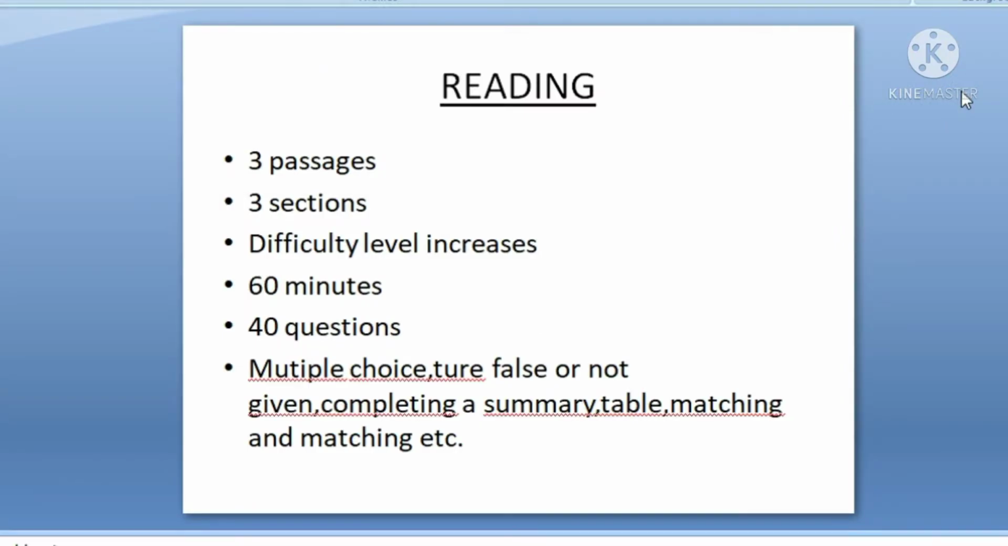Next, coming to reading module. In reading module, there will be 3 sections. Each section has a passage, and the difficulty level increases from section to section. In section 1, the passage is somewhat very easy. You will find the answers a little fast, but passages 2 and 3 are somewhat difficult. So you should practice more and more reading passages to write the answers before the time. There will be 40 questions, and you will be given 60 minutes to write all the questions.